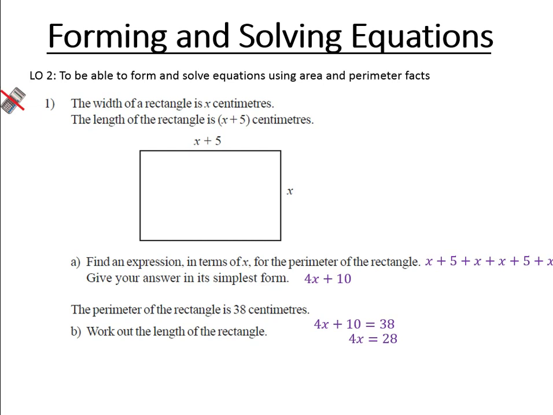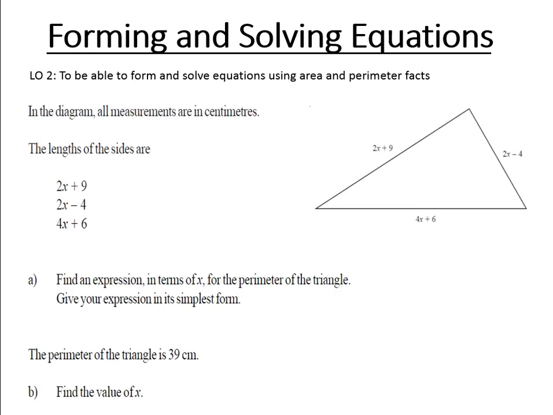So solve for x, minus 10 from both sides, okay, and then divide by 4 from both sides, x is equal to 7. But what did the question say? The length is x plus 5. The question said work out the length of the rectangle, okay? So the length is equal to x plus 5. Replace the x with the 7 because you worked it out, and that gives you 12 centimeters. Please make sure you copy down the correct units, okay? All right, and that's how you form and solve equations. What I'd like you to do now is pause the video and have a go at this one for me, please.